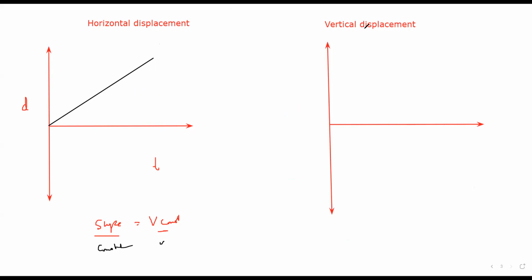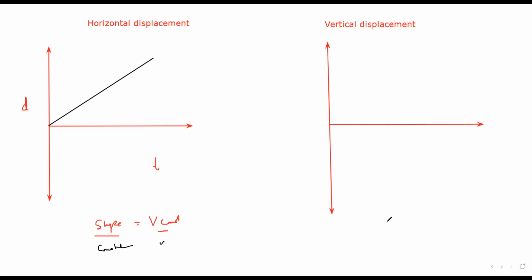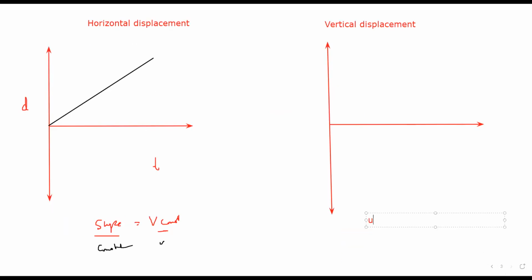But for vertical displacement, you can see first the velocity is decreasing and then velocity increases. So slope should decrease and then slope increases because it's having two motions. It's going up and then coming down. When it is going up, the vertical velocity is decreasing, so the slope should decrease.